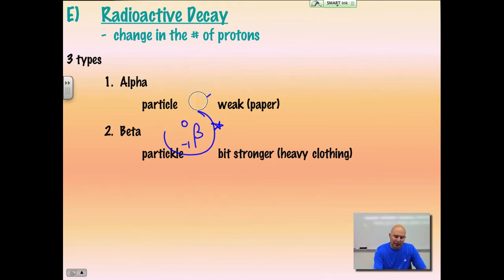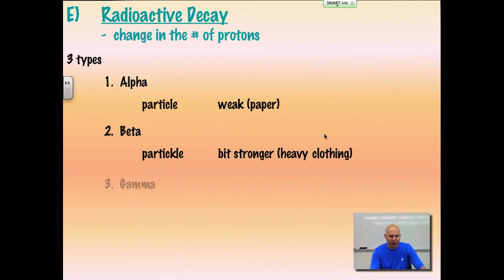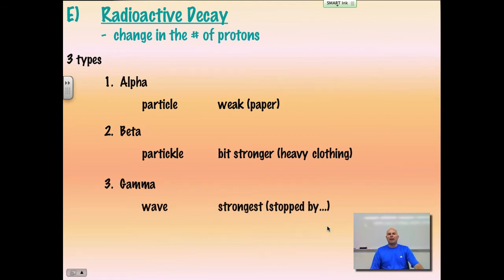The third type of decay, and we'll come back to those things, is gamma. Gamma is a wave. It's extremely strong, and it's only stopped by a certain element. You might be able to think of what element on the periodic table. It's a metal that can stop gamma waves. If you've ever had an x-ray, even at the dentist, they put this apron on you that has lead in it, right? And lead can stop gamma radiation, okay? So it's very, very strong.